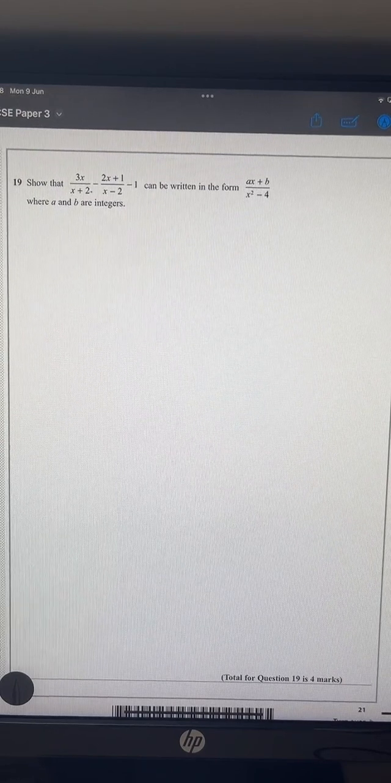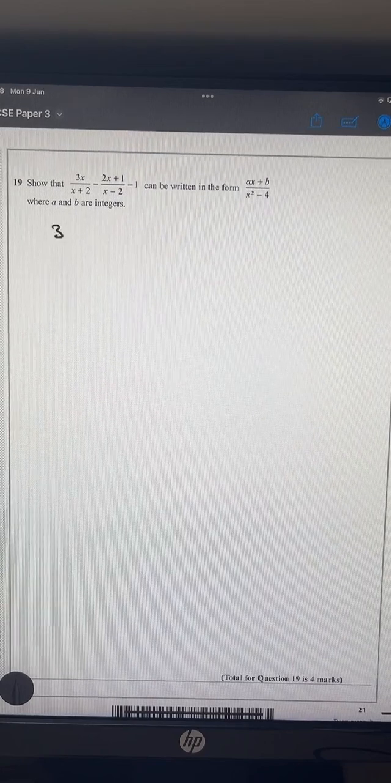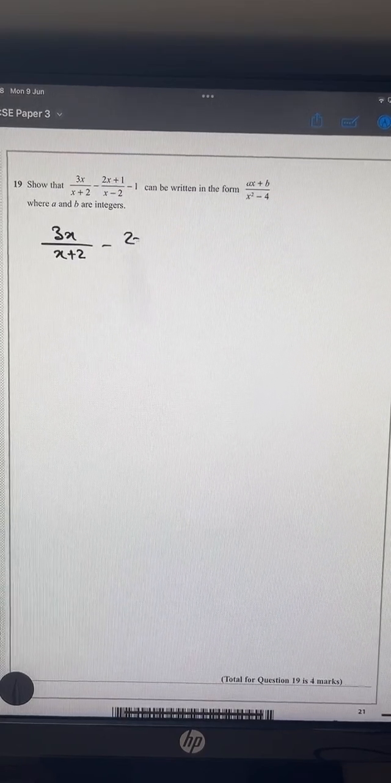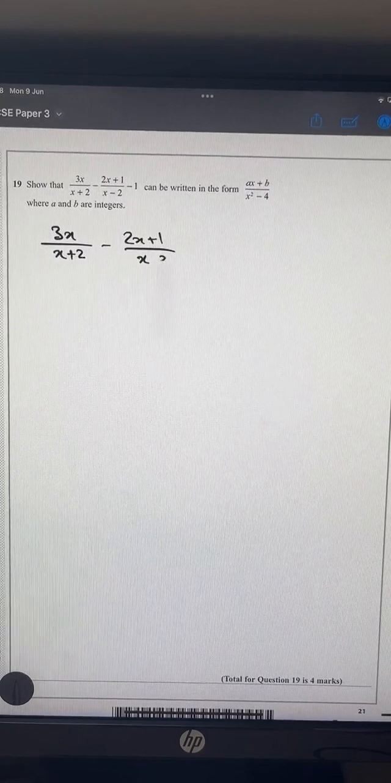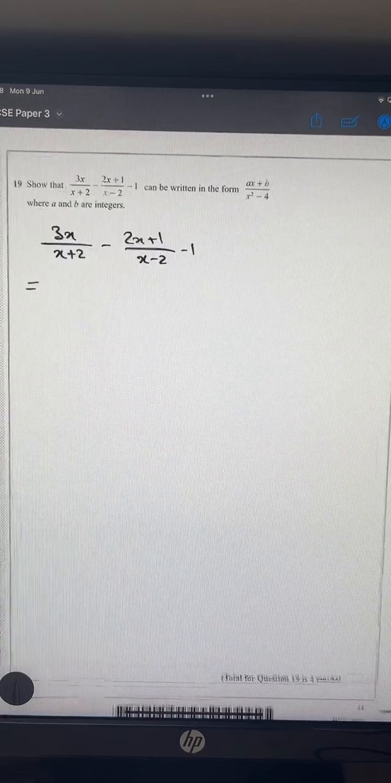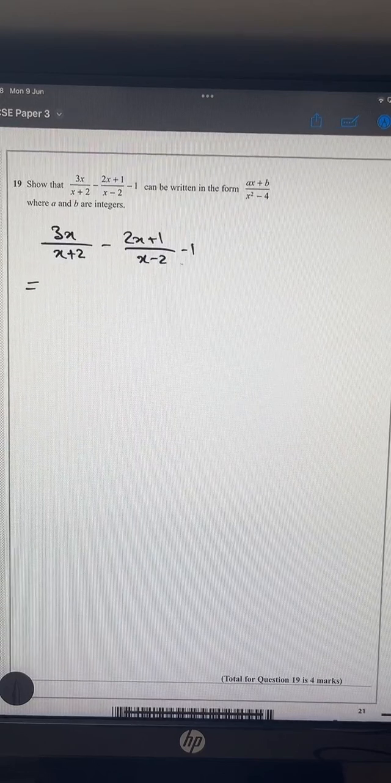We'll just try and do the math, right? Do the subtractions here. So again, rewrite out the algebraic expression so I know I've understood it. 3x over x plus 2 minus 2x plus 1 over x minus 2 minus 1. It helps to do this, so it can also help you spot if there's anything else you need to do, yeah? So what do I do when I'm subtracting fractions? Well, I need to make sure they all have a common denominator. Well, they could have x plus 2 times x minus 2.